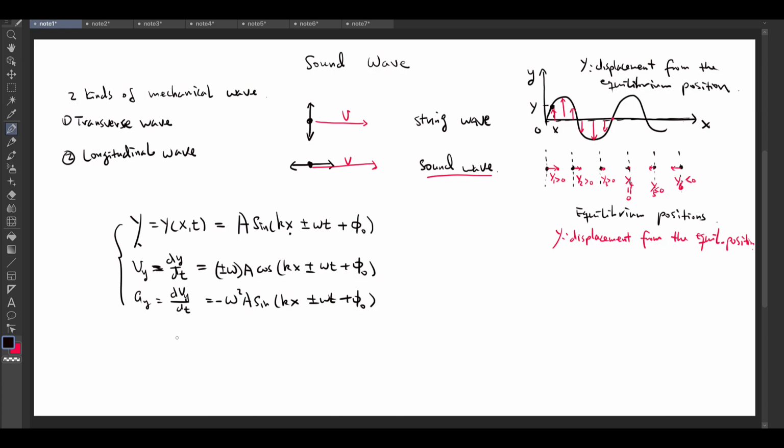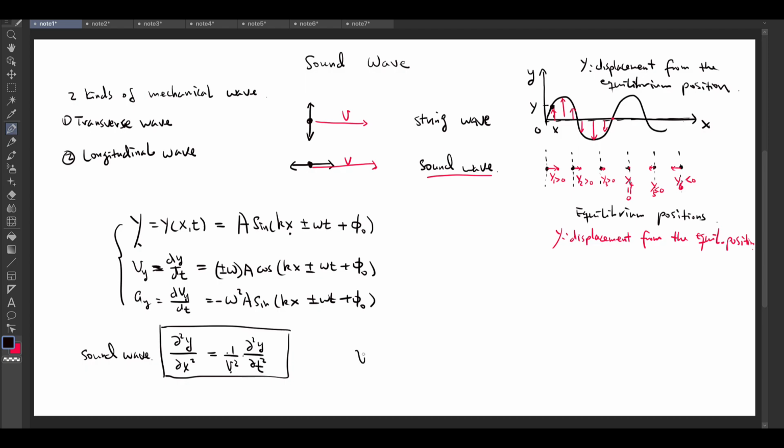So we have the second derivative of the displacement with respect to x squared, that equals a coefficient, which is 1 over v squared, times the second derivative of y with respect to time. So that's the wave equation for any traveling wave, and now in particular here, the sound wave. Then we have a different expression for this v here.